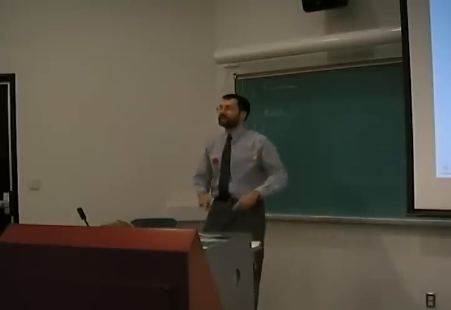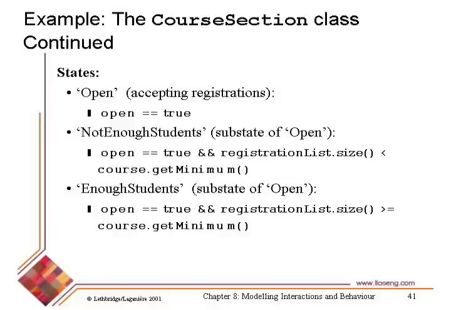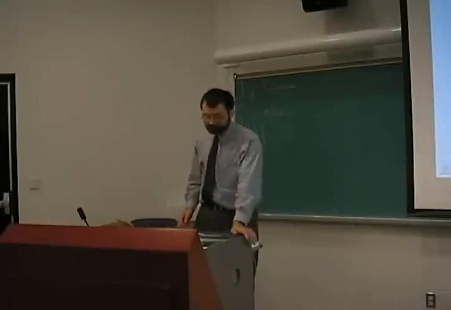Open is this big master state that surrounds not enough students and enough students. And open is simply controlled by the variable. Open is true. Are we in this open state or are we not? Not enough students, which is a substate, has open true because we're in this superstate, and the registration list size is less than the minimum. And so we'd have to evaluate this. And the other substate, enough students, says open is true, and the registration size is greater than or equal to the minimum. So these are the conditions that will be true when you're in a state. You can find out what state you're in by testing these various variables or expressions to determine what their values are. And that will allow you to determine what state you're in.